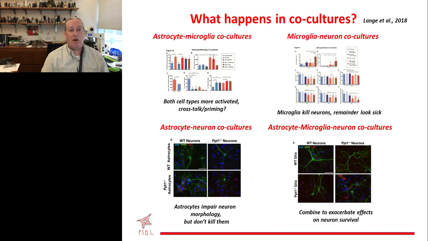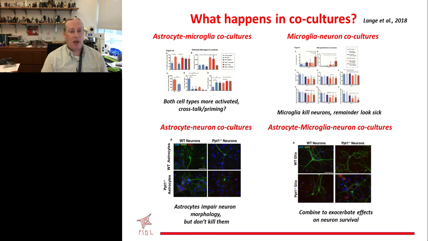We then started doing those co-cultures, and this is where the story became particularly interesting. Firstly, if we grew CLN1 astrocytes and microglia together, while both cell types were inherently more activated, when grown together, they became more activated still, as if they are cross-talking or priming one another. If we grew CLN1 astrocytes and neurons together, we found that the astrocytes would impair how those neurons appeared, but didn't actually kill them. Whereas if we grew CLN1 microglia and neurons together, those microglia were capable of killing a subset of the neurons, and the remainder looked sick.